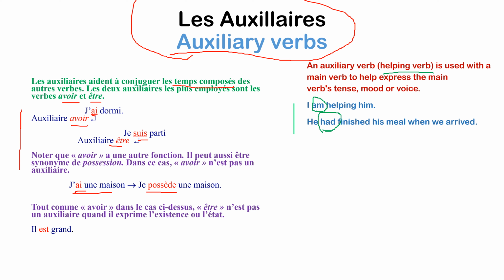Similarly, with the French verb être, it is not always an auxiliary. In this example here, il est grand, it expresses the existence of the state of being. So, il est grand, he is tall, and here the verb être is not an auxiliary. It is simply a verb.